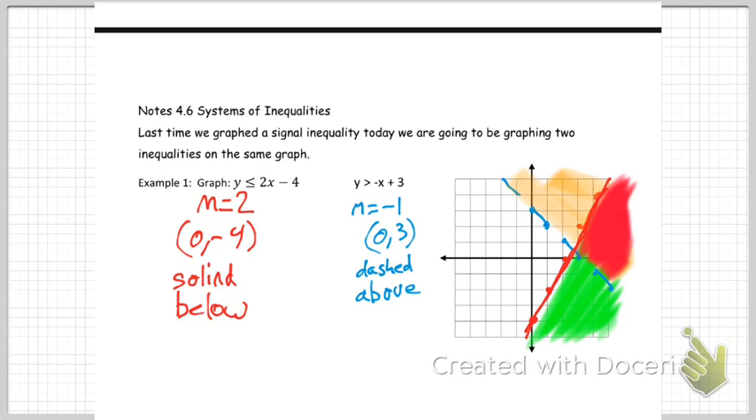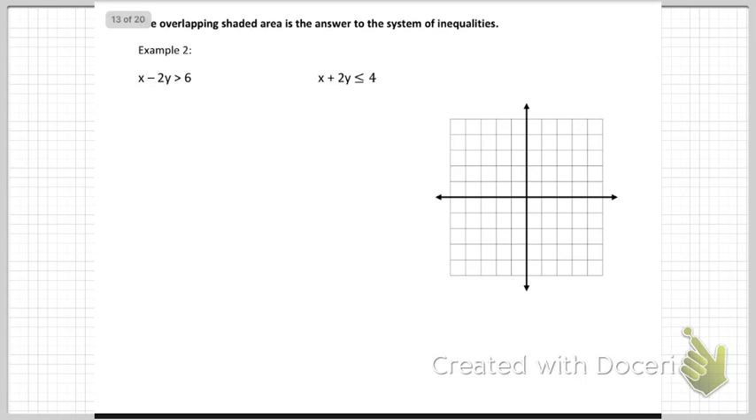Alright, so we're going to go on to the next problem here. So let me pull up the next example. Here we are with example 2. Okay. So as it says, the overlapping shaded area is the answer to the system of inequality. So both of these are not in slope-intercept form. So I have to solve for y on both equations.